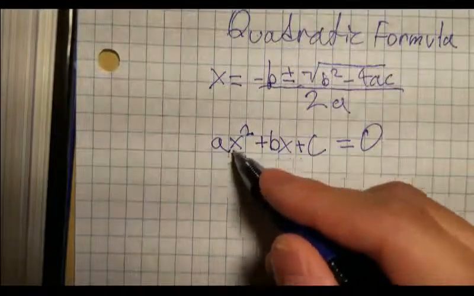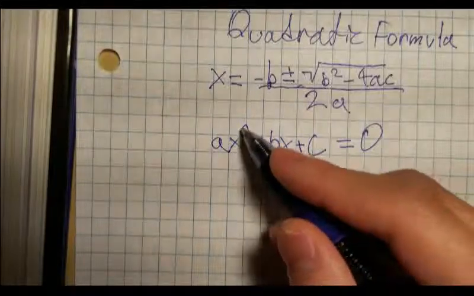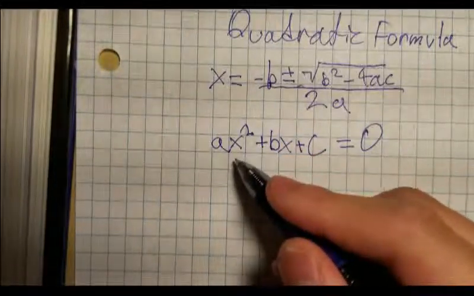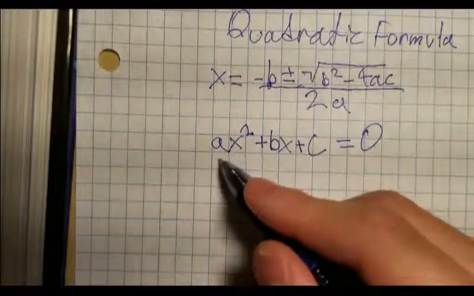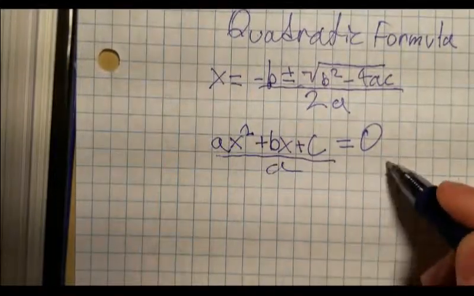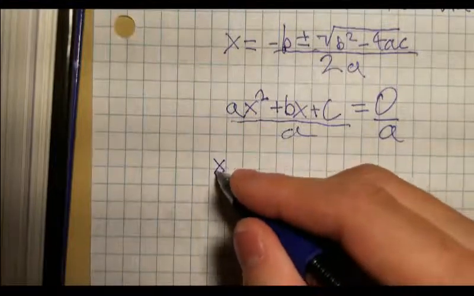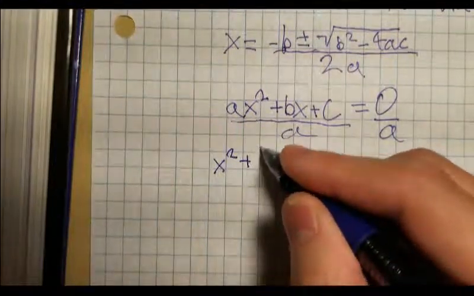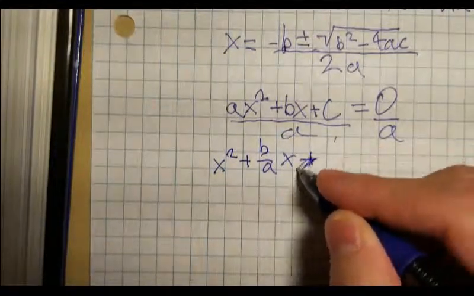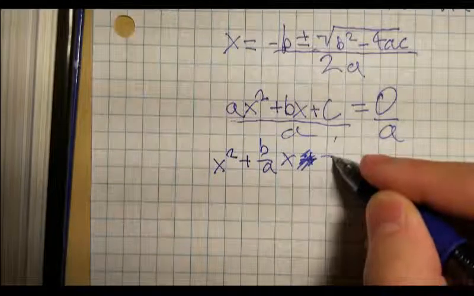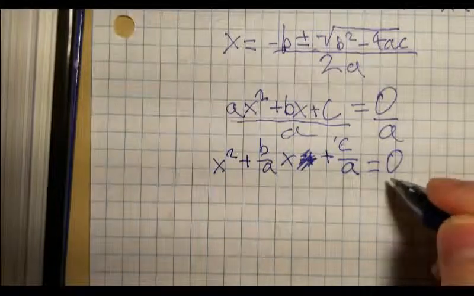Remember, the coefficient for the leading term, which needs to be x to the second power here, must be equal to 1. So to get rid of this a, we're going to have to divide this entire thing by a. And this too, but 0 out of anything is still 0. That leaves us with x squared plus b over a x plus c over a is all equal to 0.